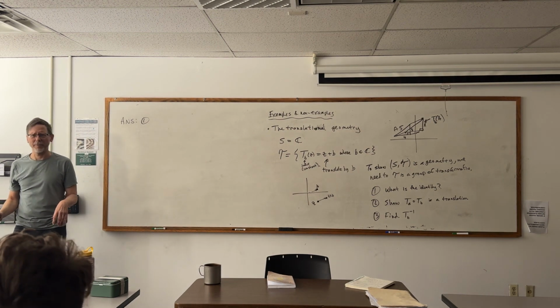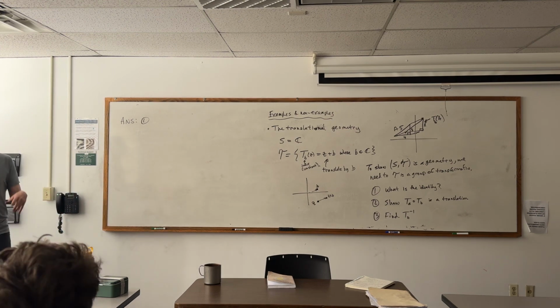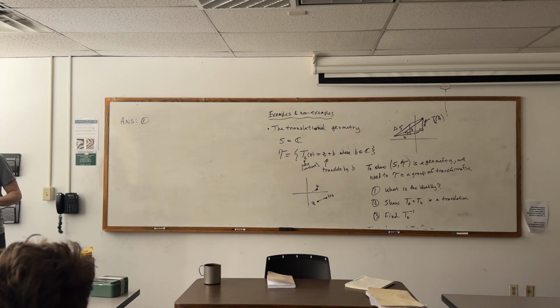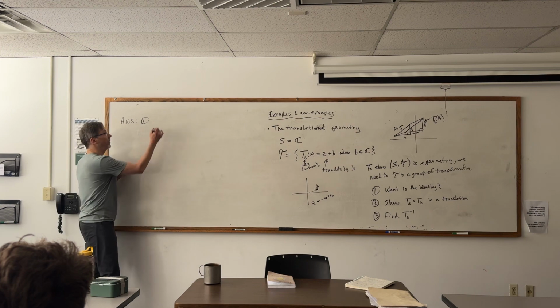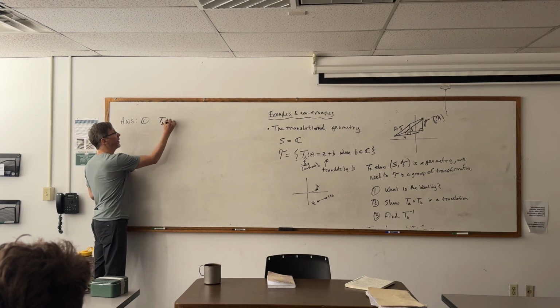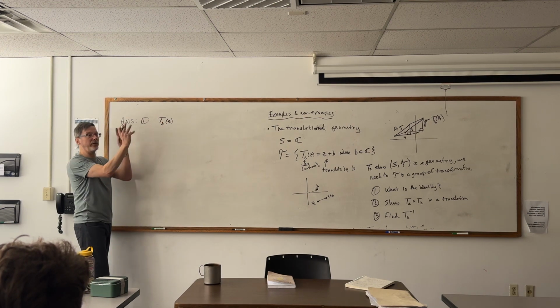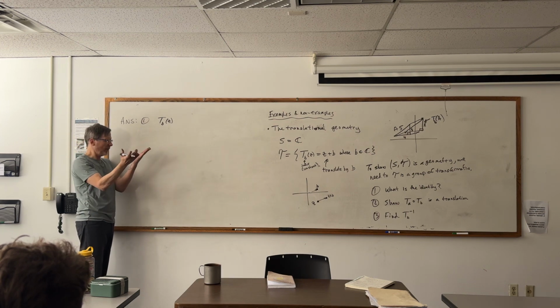Ella, have you found the identity? What does the identity look like here? I'm kind of scared because it's just a guess. Cool, no worries. It's going to look like this for some B. What B do we pick that just doesn't change anything? 0. Perfect.